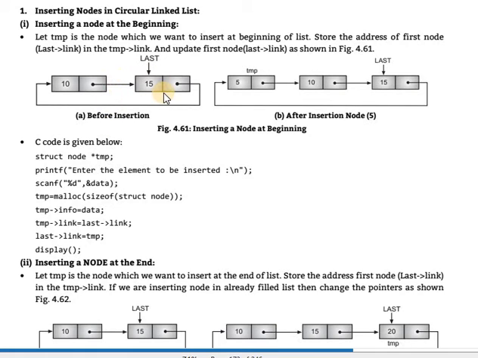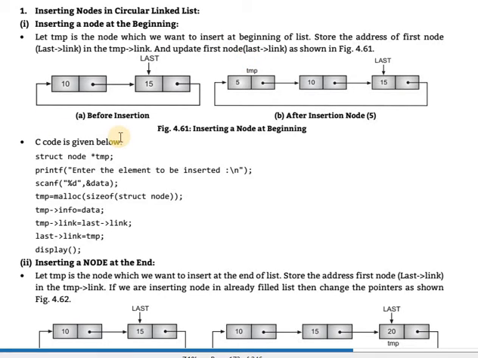When we add an element and want to insert it at the beginning, at that time a temp variable is taken for temporary purposes. Store the address of the first node. This means in the circular linked list, the node after last is considered the first node, so at that time last's link is connected with temp, and update the first node as last's link, meaning the next node is considered and assigned to last.